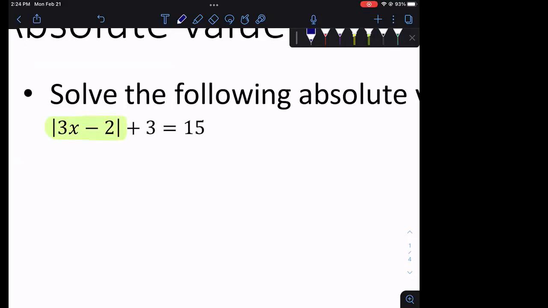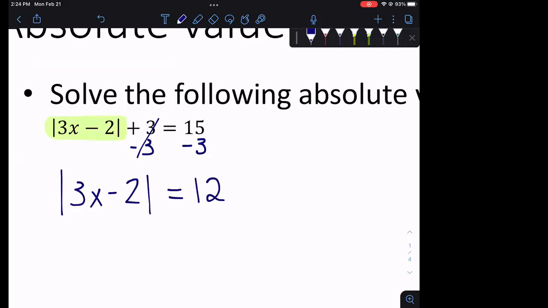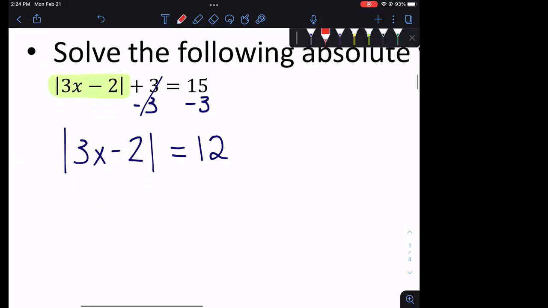In order to do that, we need to get rid of that 3. We can subtract 3 from both sides. And that will give us this equation here. Now that we have our absolute value bars isolated, we're going to split the constant that's by itself. So here's my constant that's by itself.